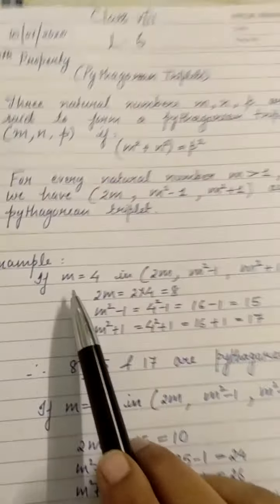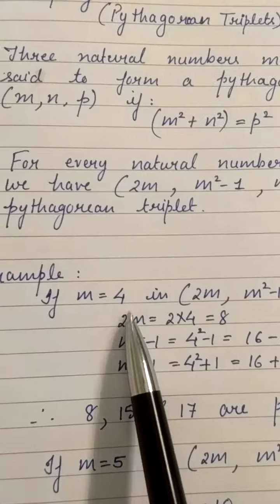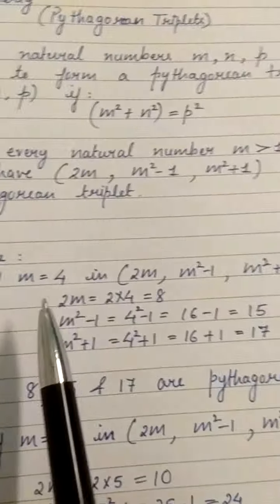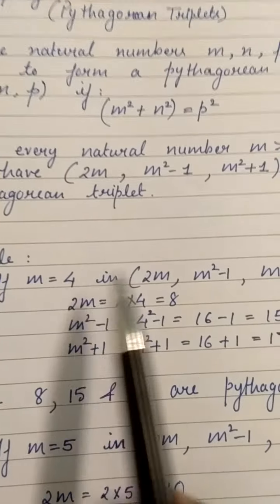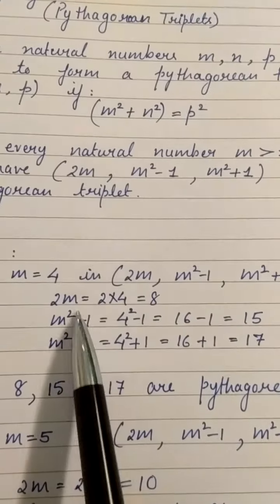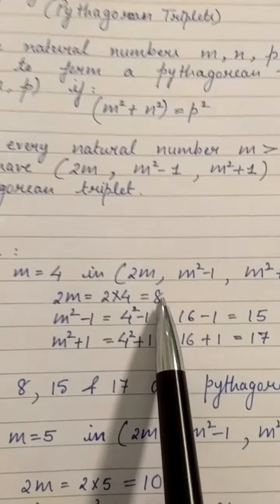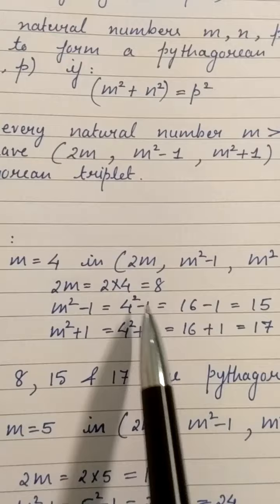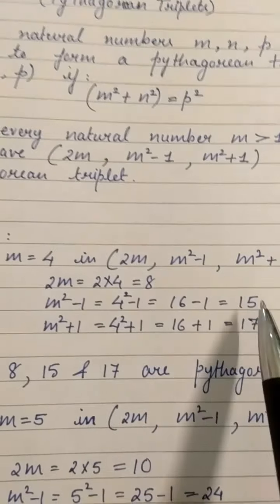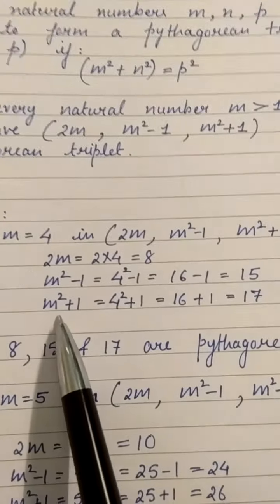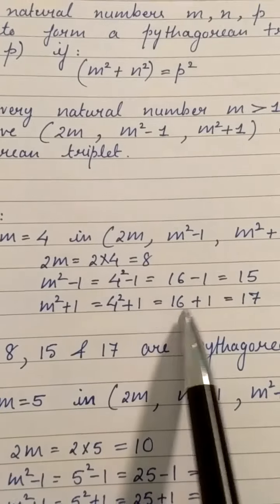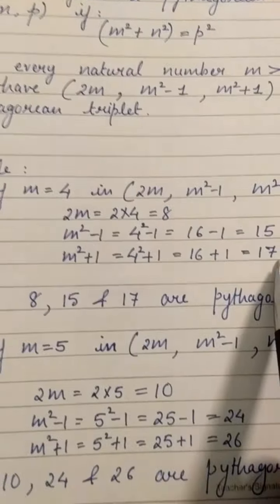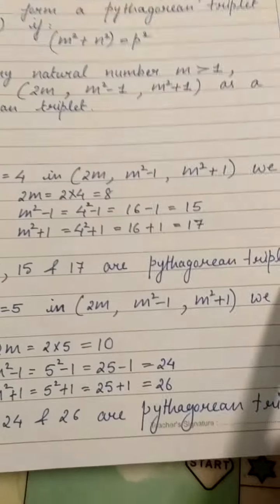For example, if we take m is equal to 4, I have already mentioned m should be greater than 1. So when m is equal to 4, children, value of 2m will be what? 2m will be 2 into 4, that is 8. Value of m square minus 1 will be what? m square is 4 square minus 1, that is 16 minus 1, which is equal to 15. And m square plus 1, 4 square plus 1, 16 plus 1, that is 17. So children, 8, 15 and 17 are Pythagorean triplets.